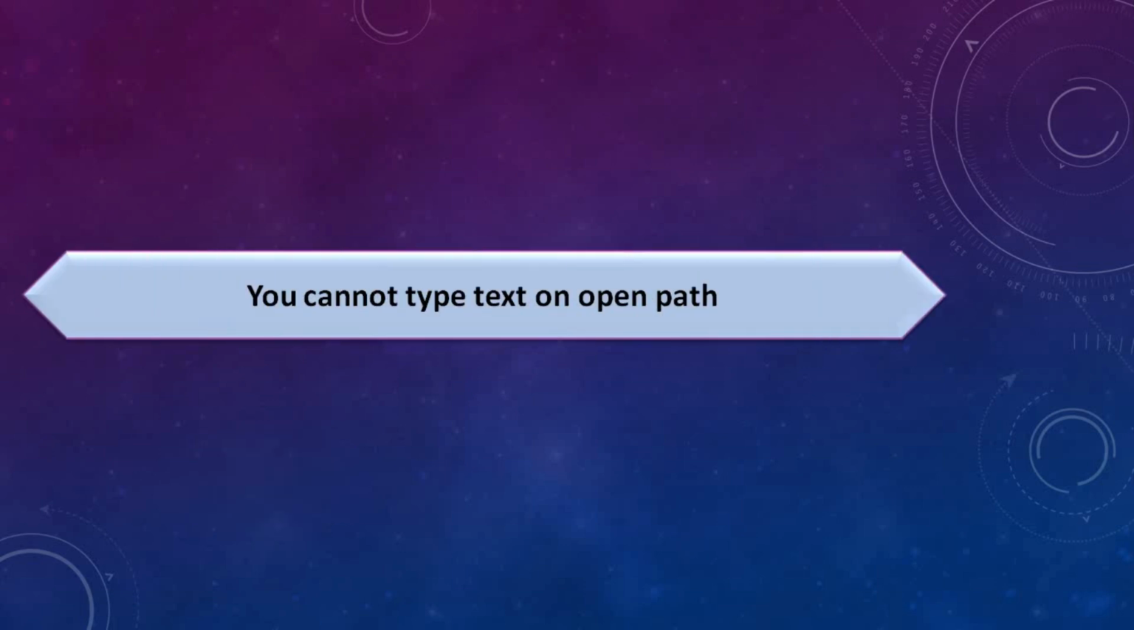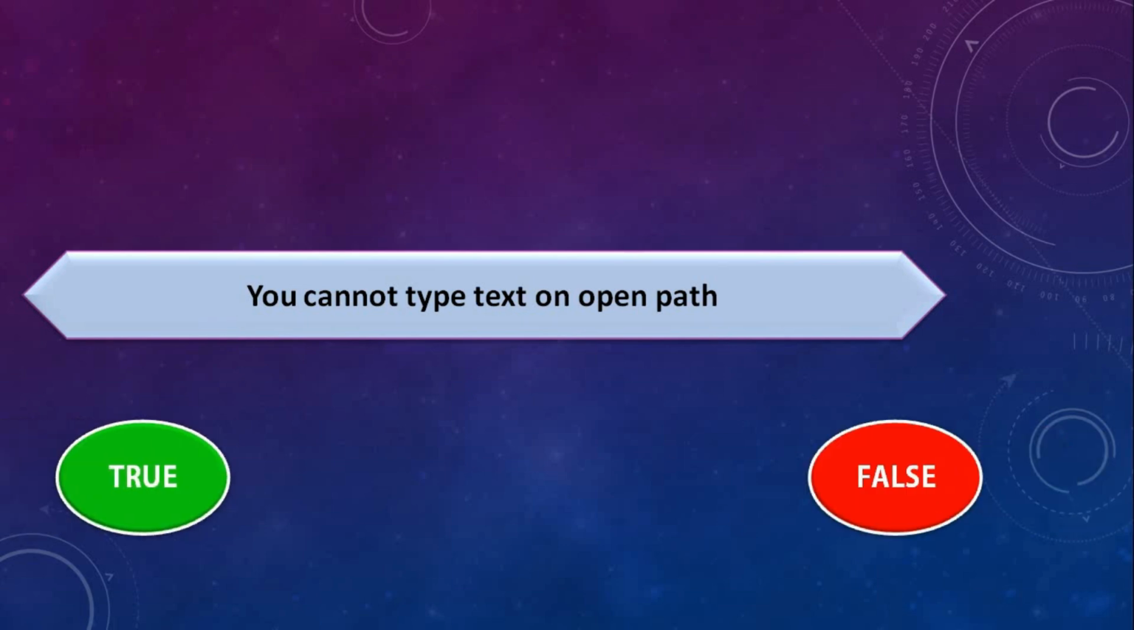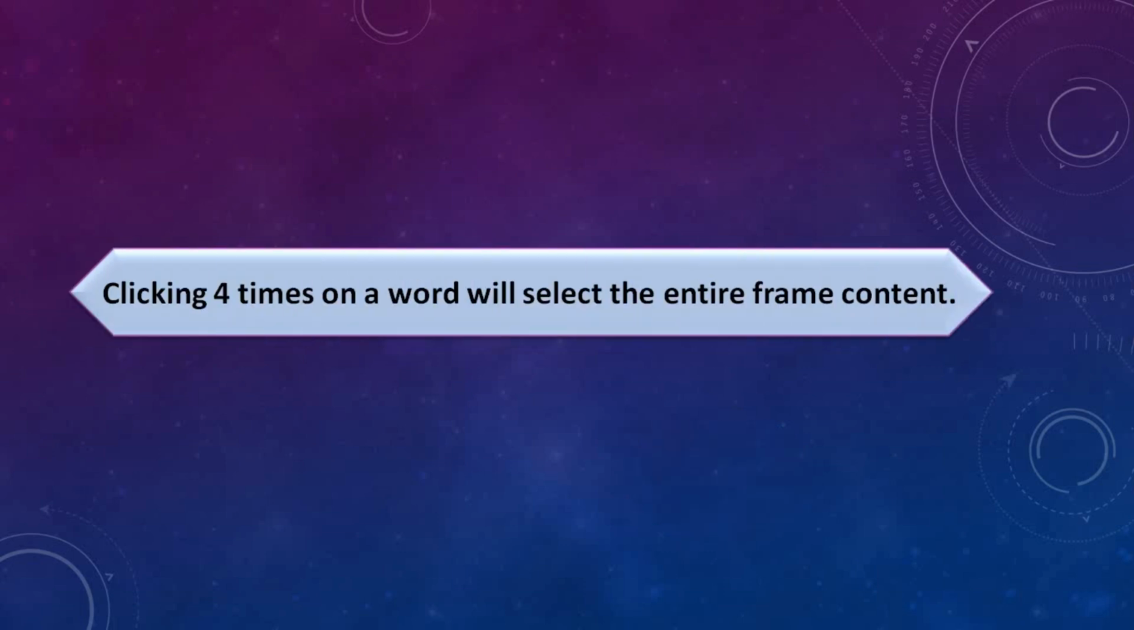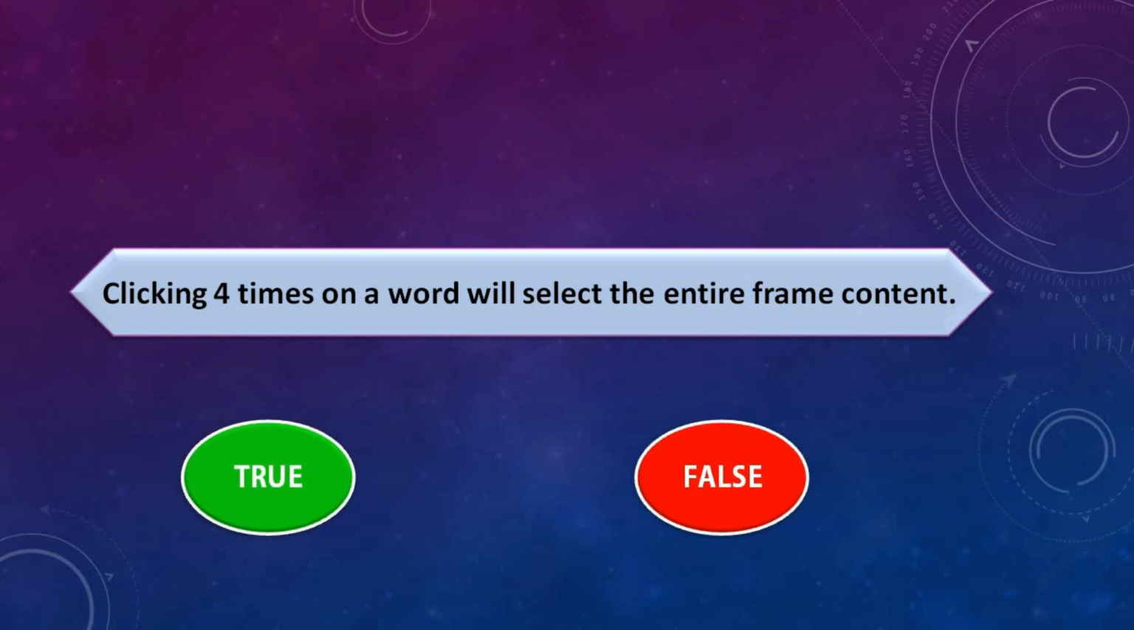The next one: you cannot type text on open path. Is it true or false? The answer is false. You can type text on open as well as closed path. Clicking 4 times on a word will select the entire frame content. True or false? The answer is false. Clicking 4 times on a word will select the entire paragraph.